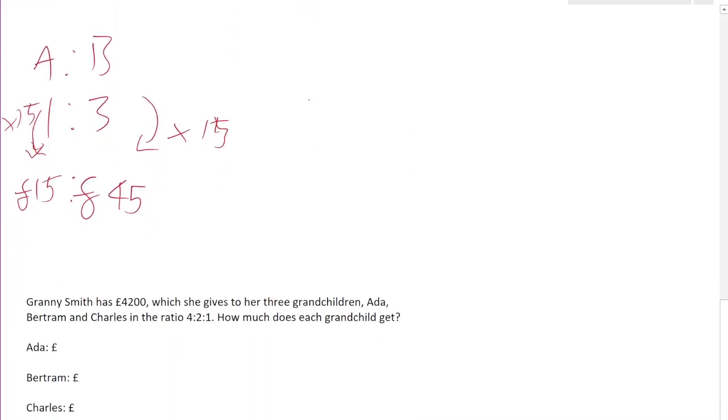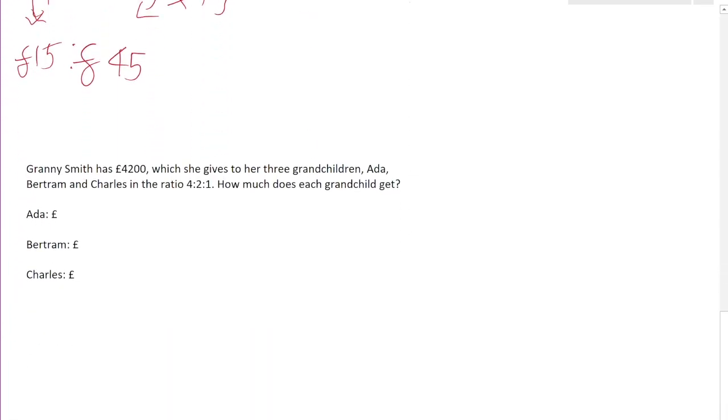So here we go. Final question for you to try. Do pause the video if you want more time. But Granny Smith has £4,200, which she gives to her 3 grandchildren, Ada, Bertram and Charles, in the ratio 4 to 2 to 1. How much does each grandchild get? So once you've worked that out, important information, £4,200. The ratio is 4 to 2 to 1. And we want to know how much each grandchild gets. So that's how we go.